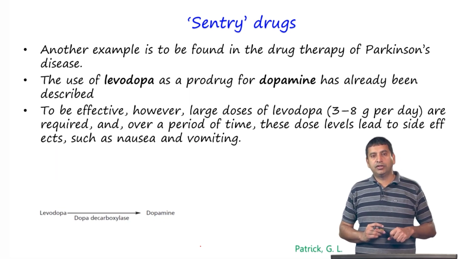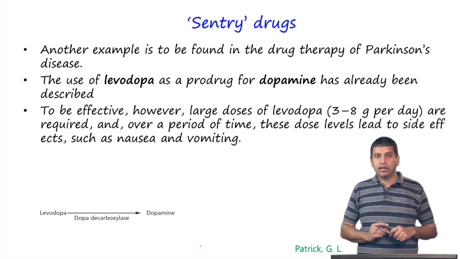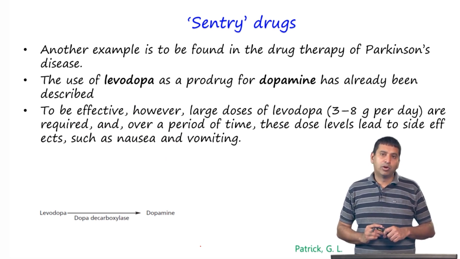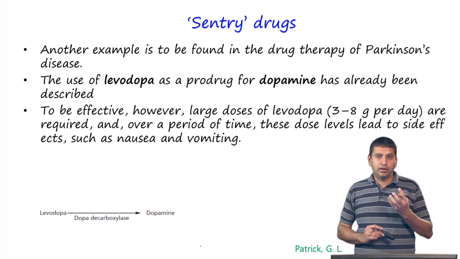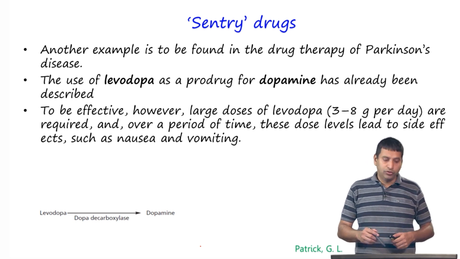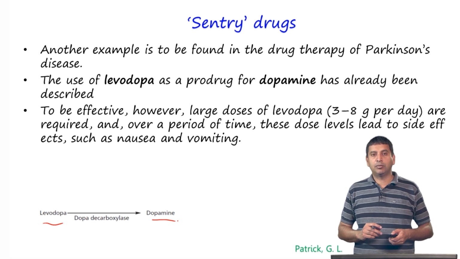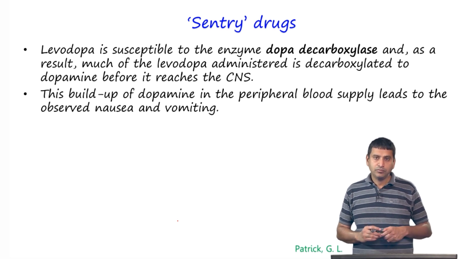Another example is in the treatment of Parkinson's disease. We just looked at the levodopa example, which is basically a prodrug of dopamine. However, in order for levodopa to be effective, you need a very high dosage, that is about 3 to 8 grams per day. And over a period of time, these dose levels lead to severe side effects such as nausea and vomiting. So, just to remind you, levodopa is converted by a decarboxylase to produce dopamine.